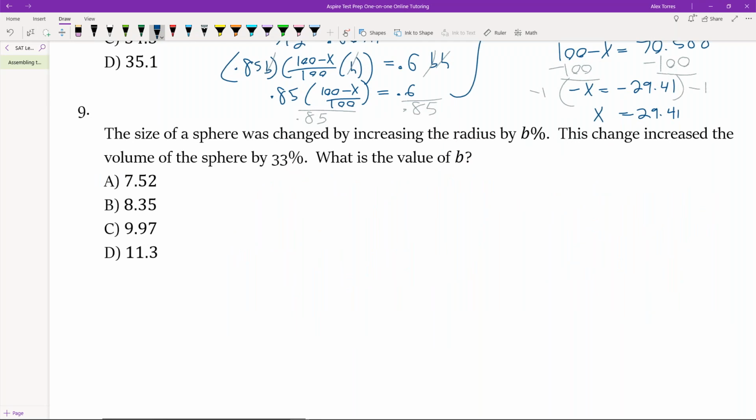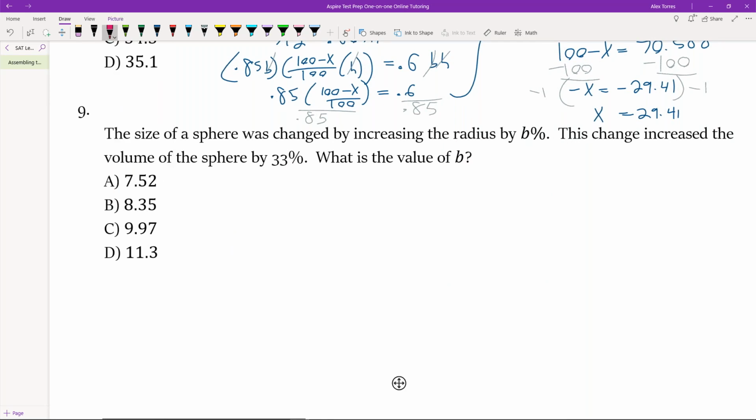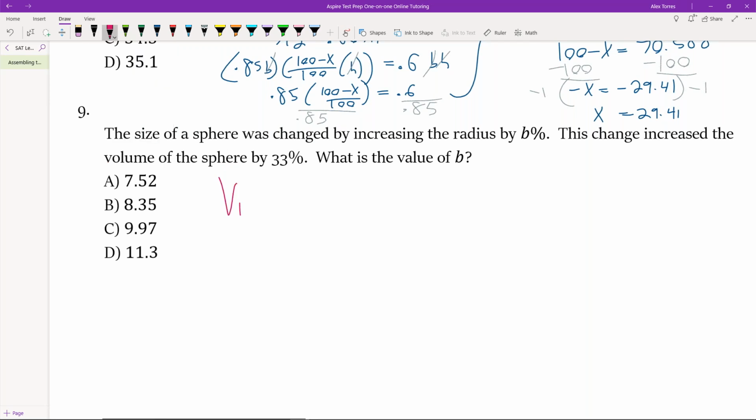Okay, number 9 does the same idea with something added in there, which is the idea that we're dealing with the volume of a sphere, which has exponents to the third power. So the volume of the first sphere is just the volume of the sphere formula, 4/3 pi r cubed. It wouldn't hurt to know that formula without having to look it up.